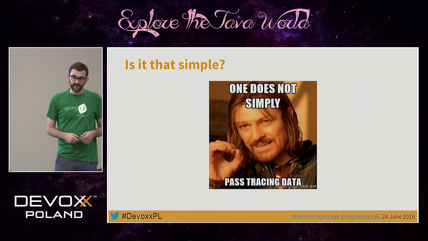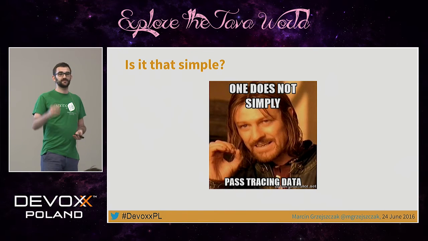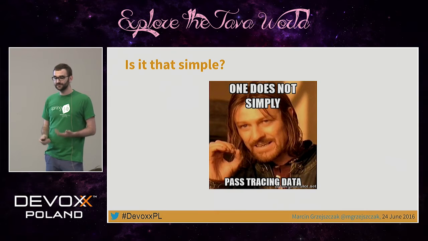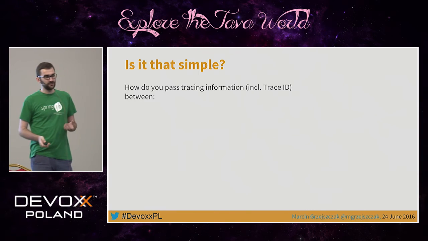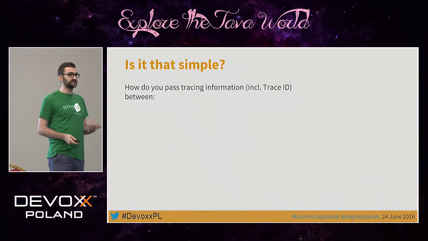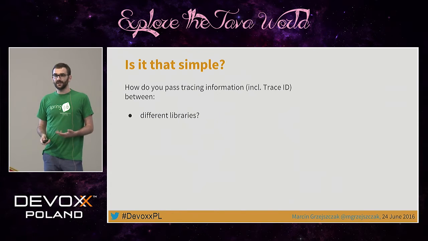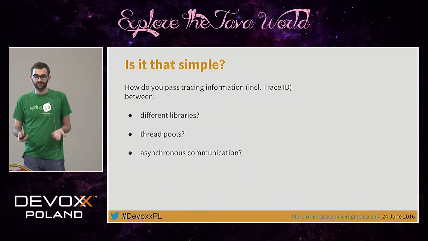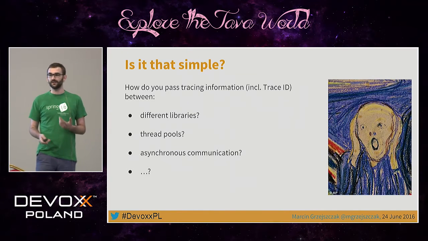Okay, and now, is it that simple? What I said is that trace ID is passed, tracing information is passed, but is it actually that simple? Actually, one does not simply pass tracing data. Because the question is, how do you pass tracing information or any sort of information between different libraries, different thread pools, when you're using asynchronous communication, different threads? So this is not trivial at all.